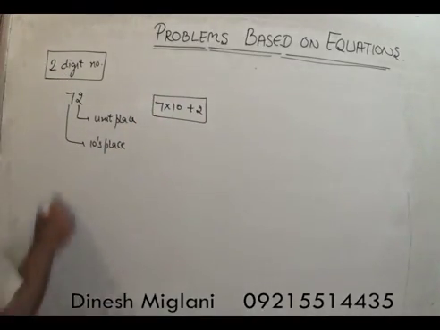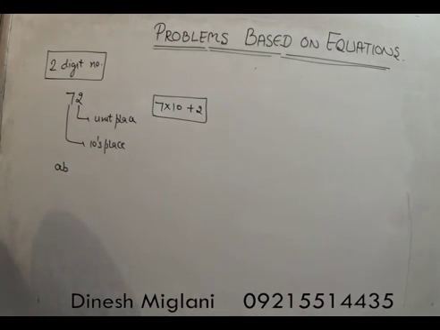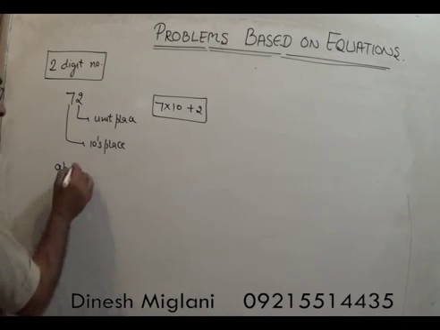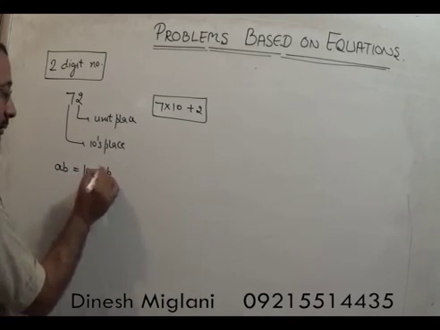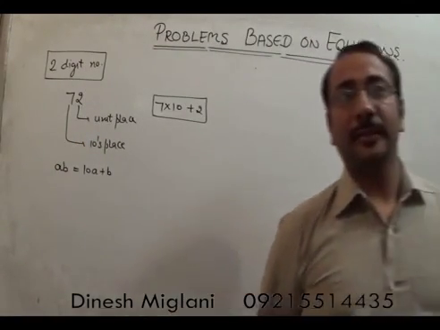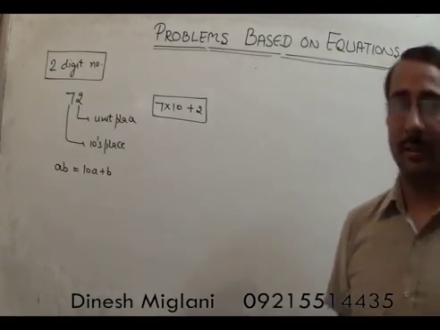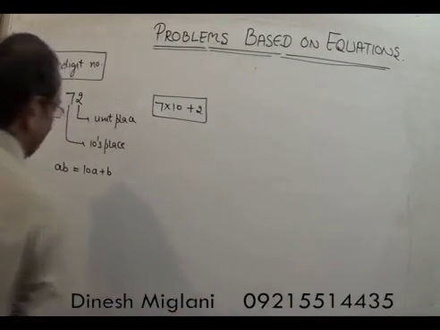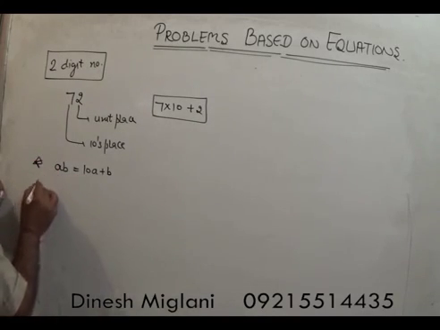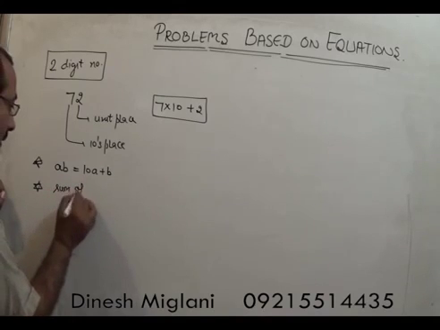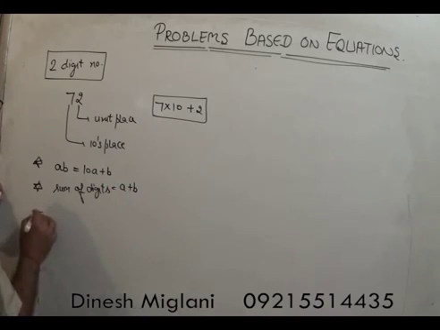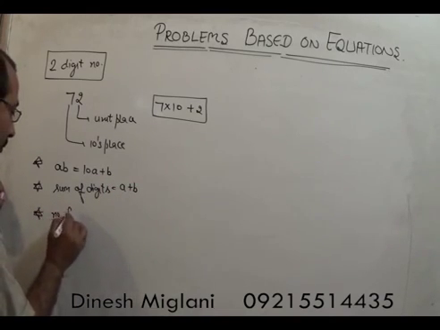On similar lines, if I take AB as a 2-digit number, B is the unit place and A is the tens place. So AB would be taken as 10A plus B. The meaning of AB is not A into B; the meaning of the term AB is 10A plus B. The second one is the sum of the digits, which is equal to A plus B.